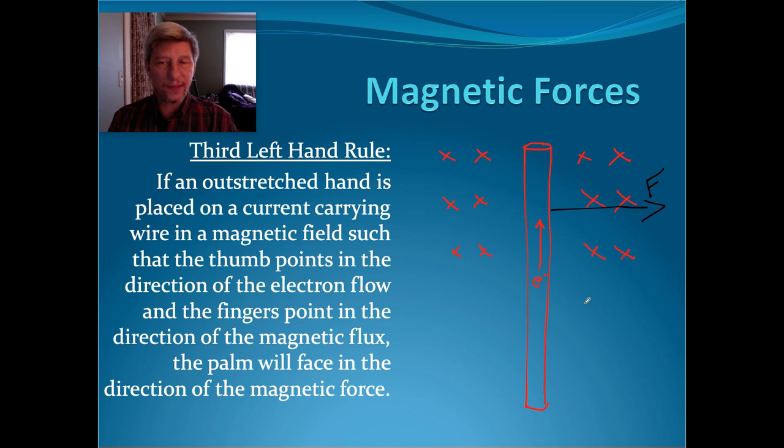All right, think about this again. The fingers are pointing into the screen. The thumb has to be pointing upward, and therefore the palm faces toward the right side. Did I say left? It should point toward the right side of the screen. And so the wire will be pushed toward the right. Okay. Now I'm thinking I said that it was pushed toward the left, but I do know my left from my right, I promise.